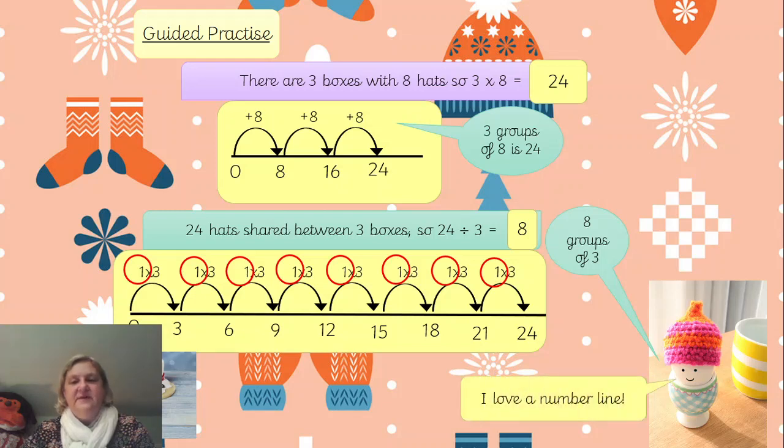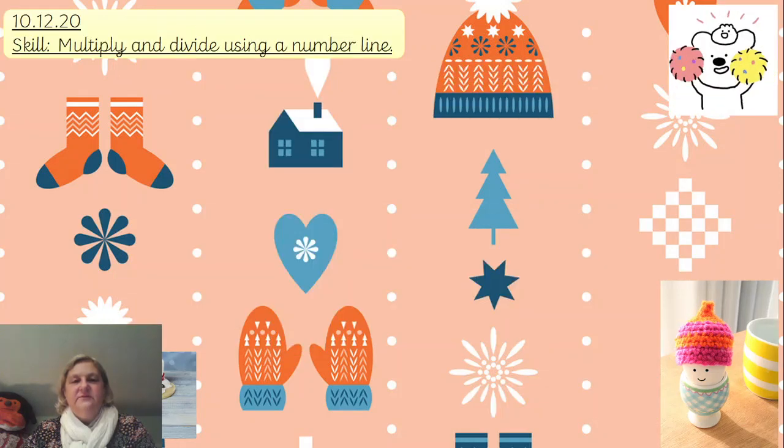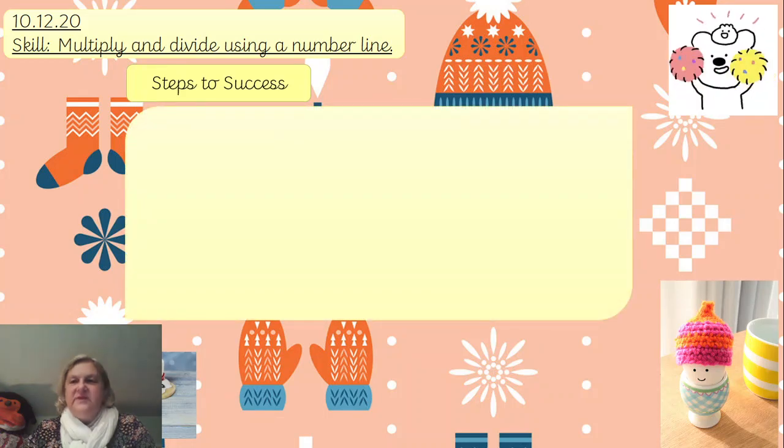Oh, he loves a number line. Brilliant. There, look at that. That looks great. So, your steps of success today to get your rah rah rah teddy bear going. The little bird on his head.